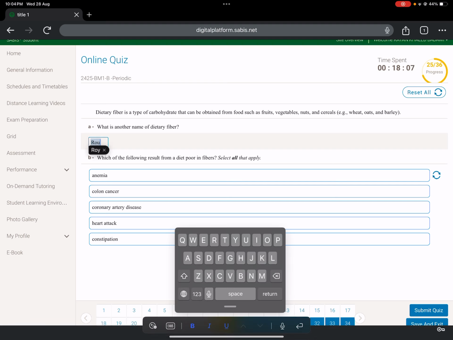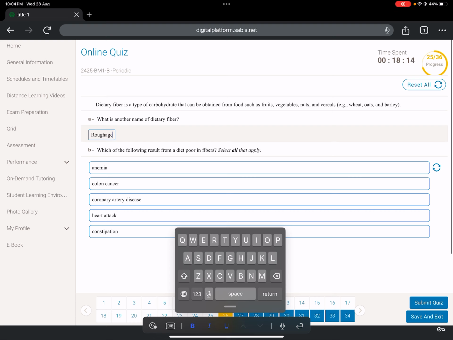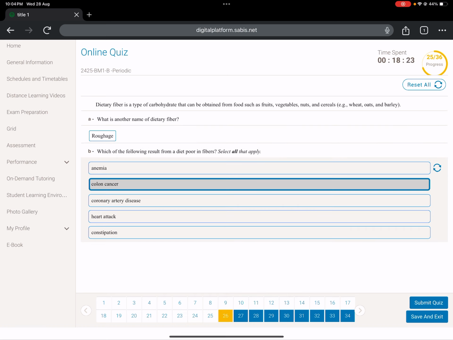Okay, make sure you know how to spell it if it comes as a typing question. Which of the following result from a diet poor in fiber? Anemia, we said low level of iron, so we're going to cancel it. Colon cancer, it does, because we said that fiber helps our large intestine. Coronary artery disease, no, we said that's when we have a high level of saturated fats or cholesterol. Same thing with heart attack, and constipation also can occur.